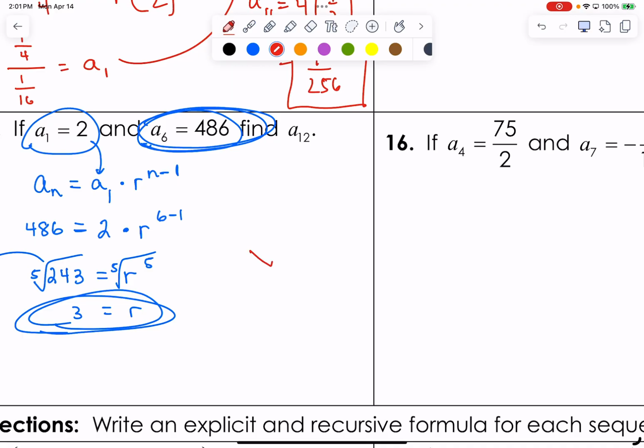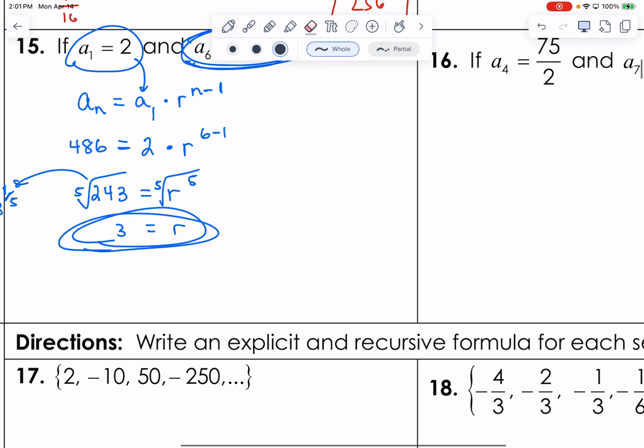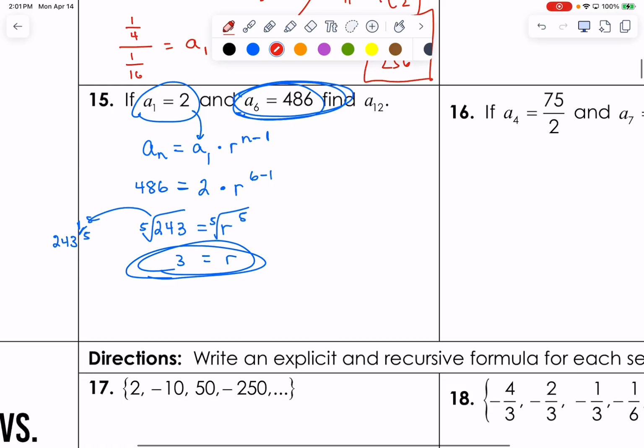So if I have the 7th root of b to the 4th, it'd be b to the 4/7. The root goes in the ground, the power's the flower. All right, anyways. So r equals 3. The common ratio, that's 3. So now we got the common ratio.